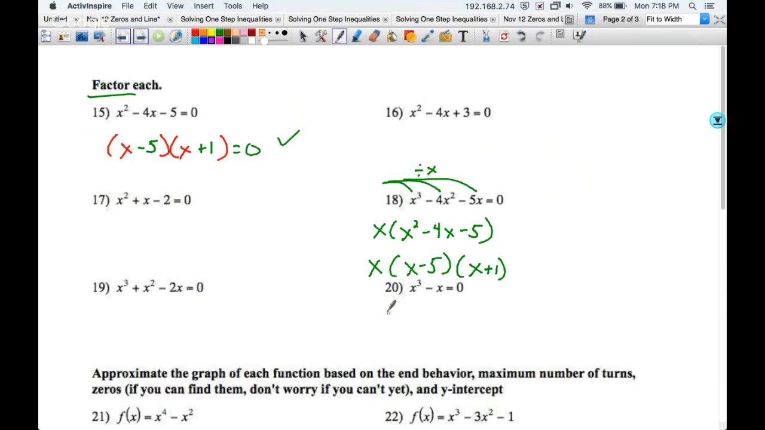Let's look at maybe a slightly more tricky one. Number 20, I can pull an x out of both of these, leaving behind an x squared minus 1. Well, this looks a little confusing because it doesn't have a b term, but our rule actually still works. Two numbers that multiply to be negative 1, but add to be 0. Think about that for a second. Well, positive 1 and negative 1. Those will multiply to be negative 1 and add to be 0. And if you're not positive that this works, if you FOIL this, it will go right back to this. And number 20 is now factored.